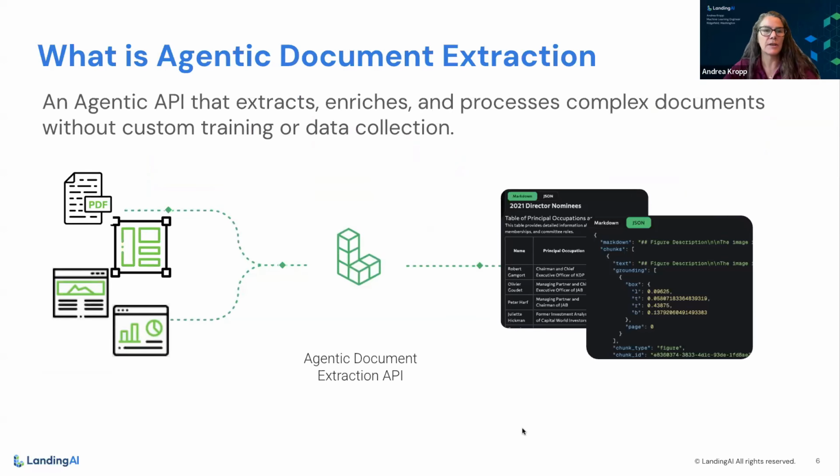So starting with the introduction, agentic document extraction, fundamentally, it's an API service that's going to allow you to turn documents and images into structured information, and you're going to get both a Markdown and a JSON output. In that process, we're also enriching that document, and that's going to allow you to do custom RAG applications or structured field extraction from that output.